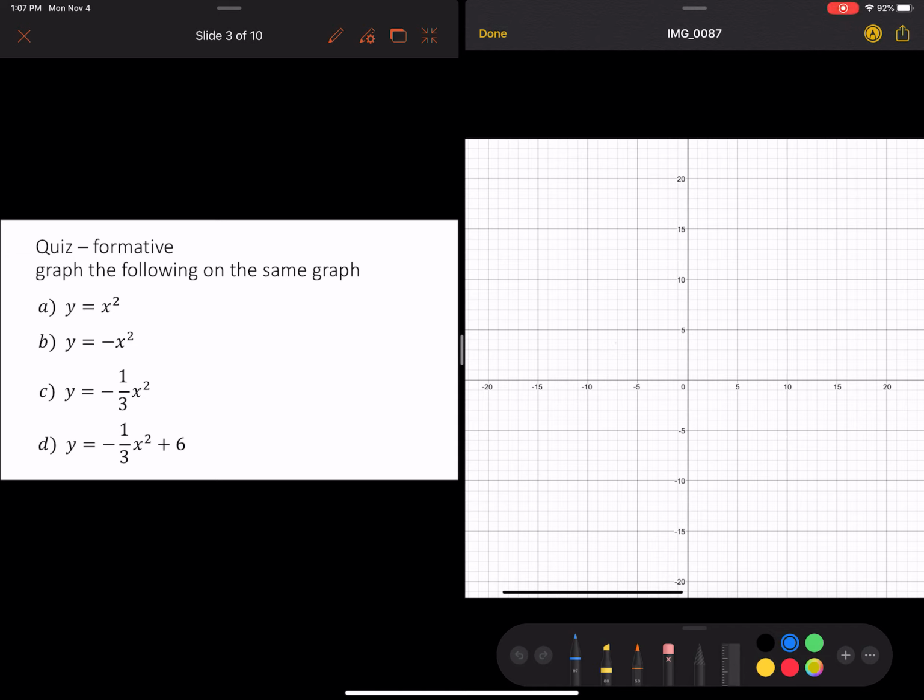Okay, let's start. y equals x squared. Basically, it's our base case scenario. We have our vertex at (0, 0), and then we can use our step pattern. Our first step is 1, then our next step is 3, then our next step is 5, and let's just draw it out. That is our parabola.